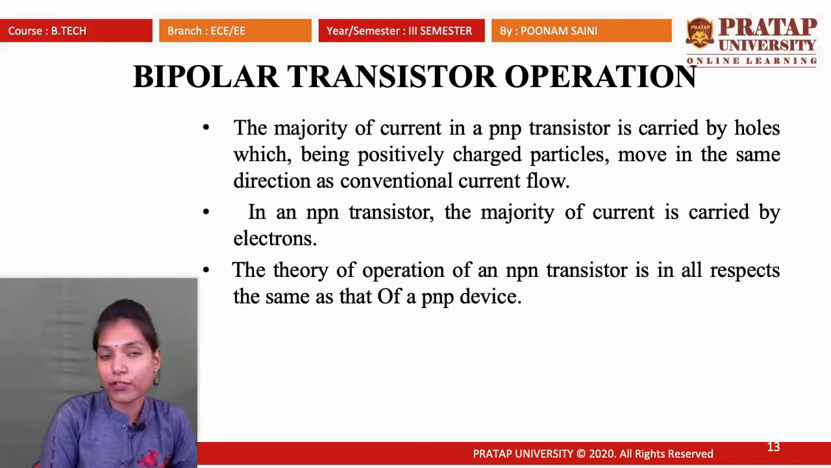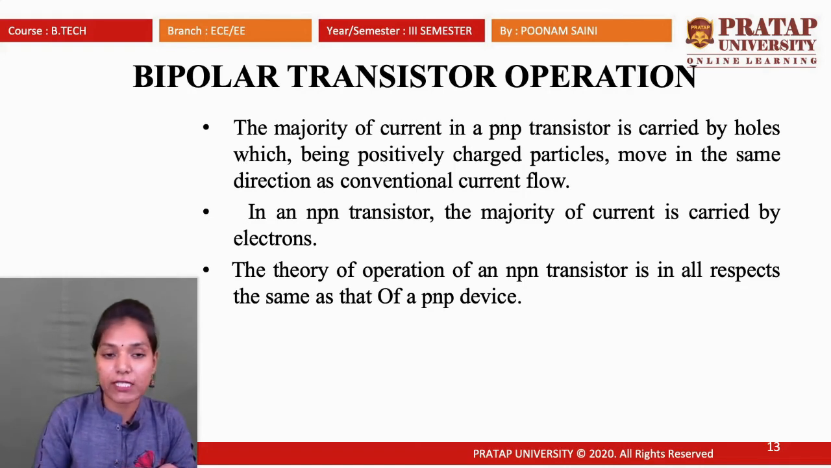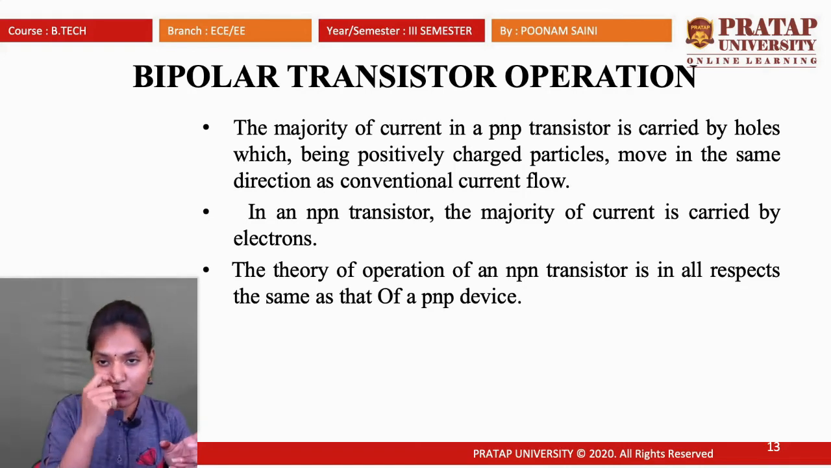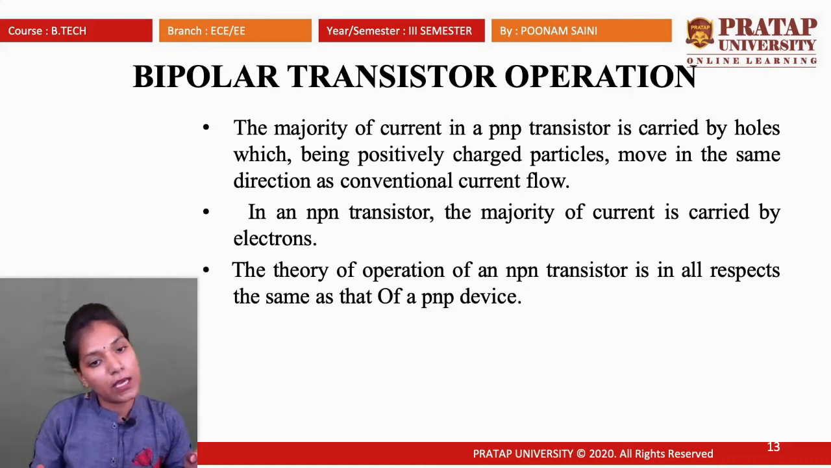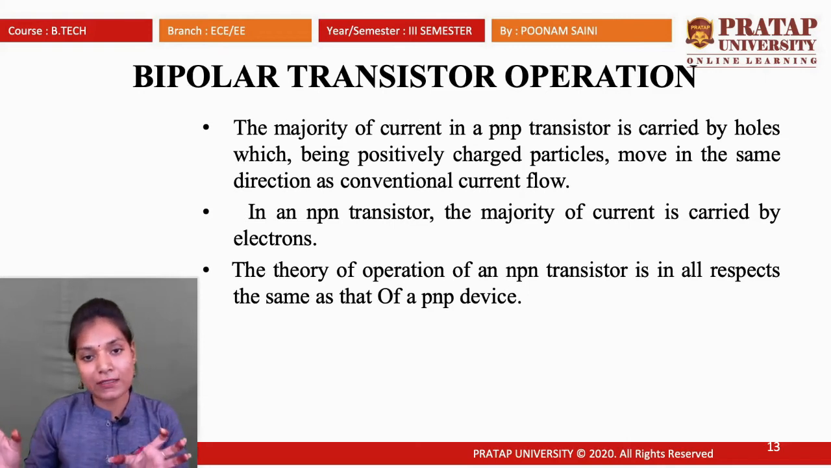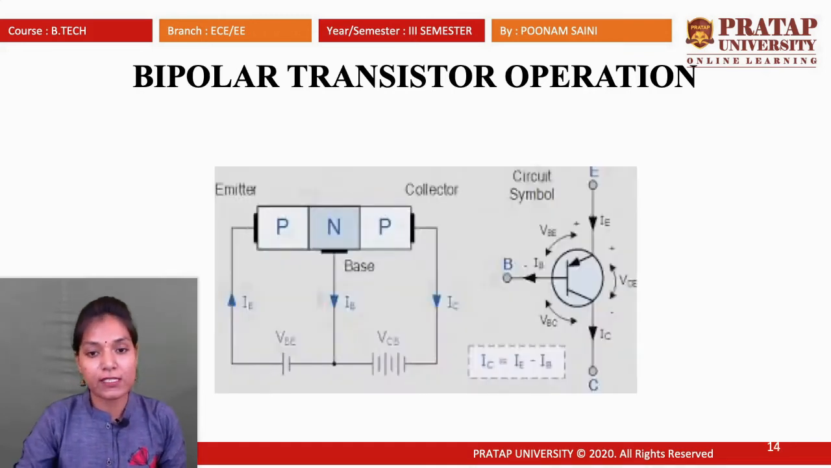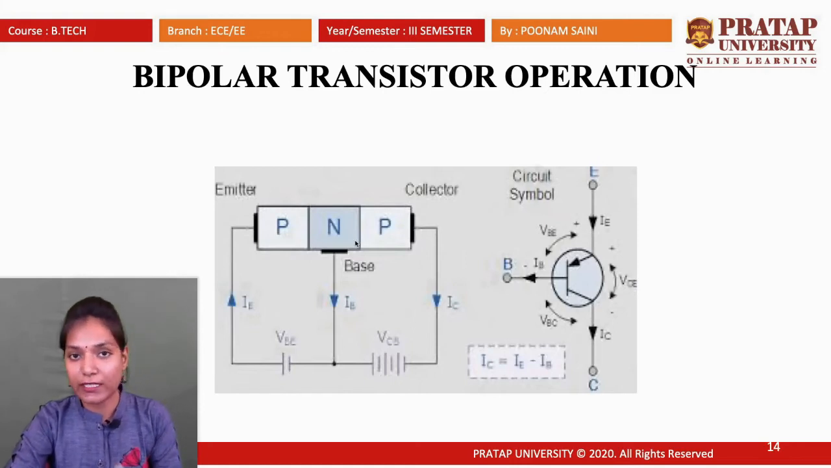The majority of current in a PNP transistor is carried by the holes. Being positively charged, the direction of conventional current and the direction of the positive charge particles are the same. In an NPN transistor, the majority charge carriers are electrons. So the majority charge carriers in PNP are holes, and in NPN are electrons, but the operation of PNP and NPN is the same. So we can study only one, and you can automatically get the next one.